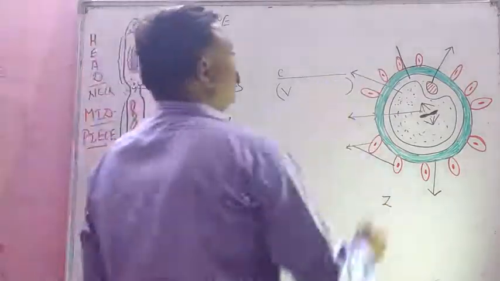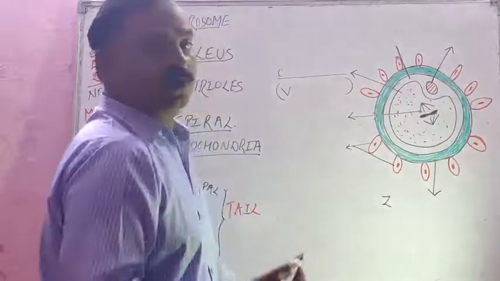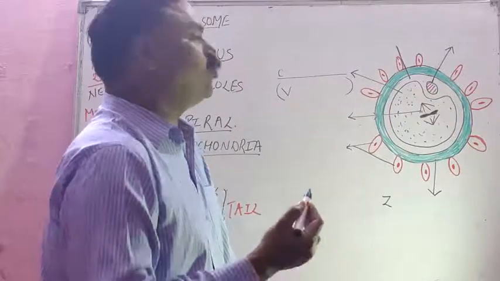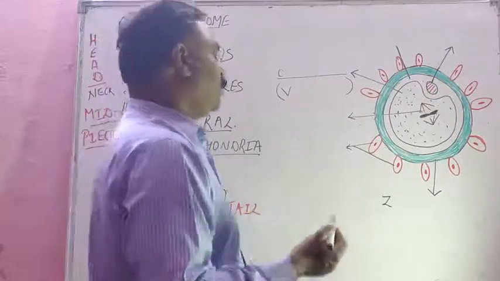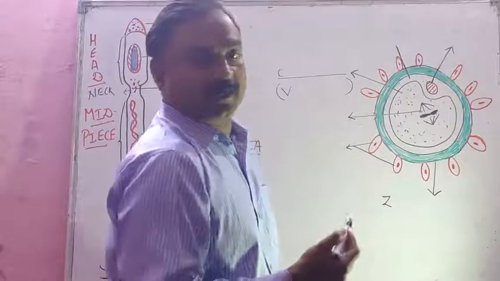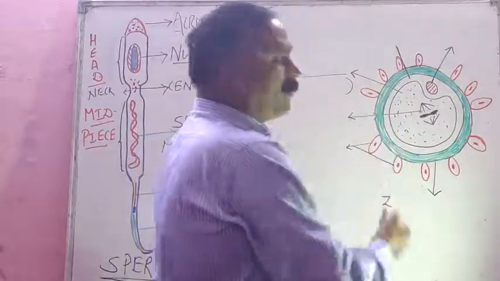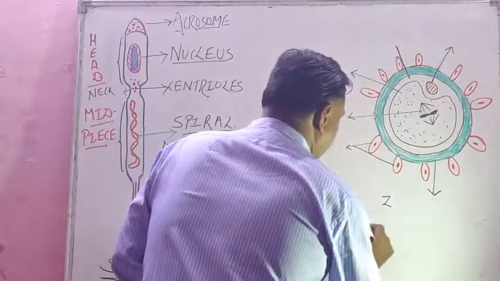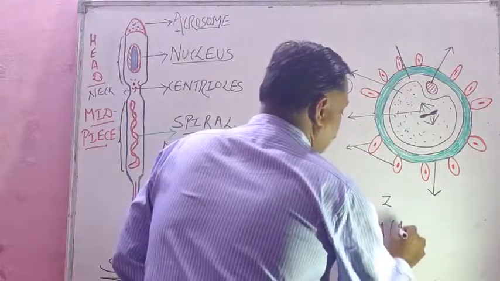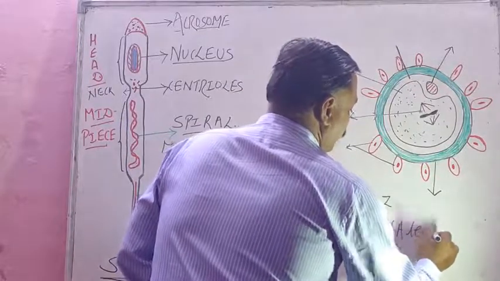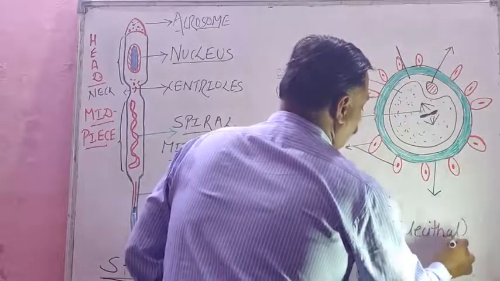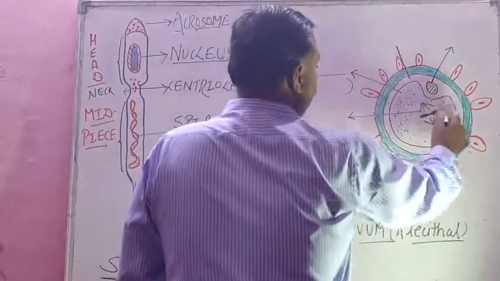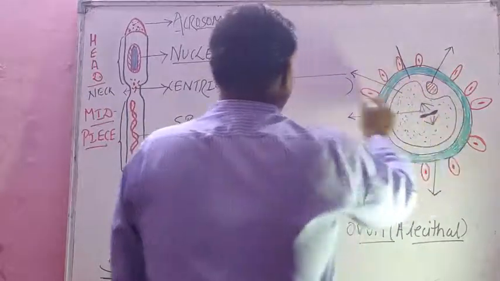Now here, very important, this structure is new for you. In 10th you have not studied this structure in detail. That is the structure of human ovum or egg. Students, very important for the NEET examination, the human ovum or egg is alecithal. Alecithal means devoid of yolk. Yolk is not in this. Only the dense cytoplasm is there.